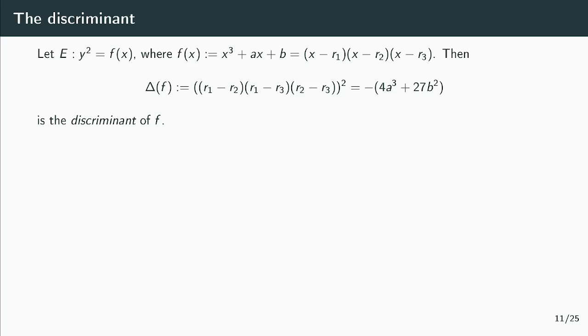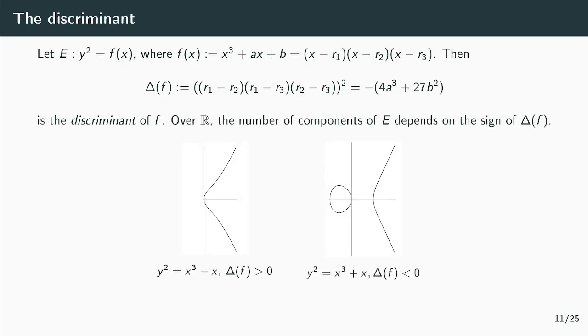roots of the polynomial. In fact, you can define the discriminant in a similar way for a polynomial of any degree. You have already seen this at high school in the context of quadratic polynomials. Recall that in that case, the sign of the discriminant influenced the number of real roots of that quadratic polynomial. Here we have something similar. Over the real numbers, the sign of the discriminant determines the number of components of the associated elliptic curve. Either it's just a single component or there are two of them.